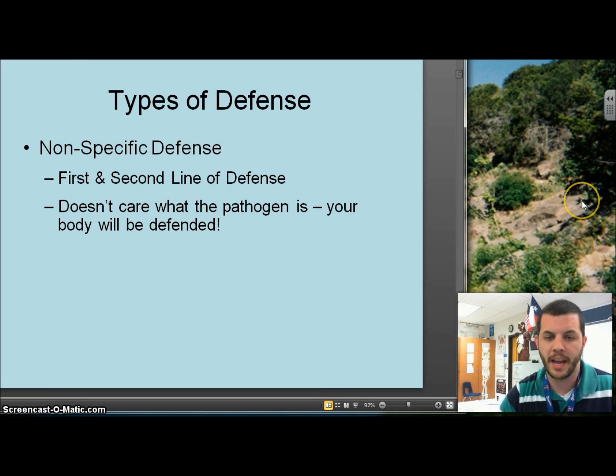Hey folks, we're going to take a look at some different kinds of defense. We're going to run through this kind of quickly. Essentially, your body has three lines of defense. We've got non-specific defense, which ends up being our first and second line of defense.